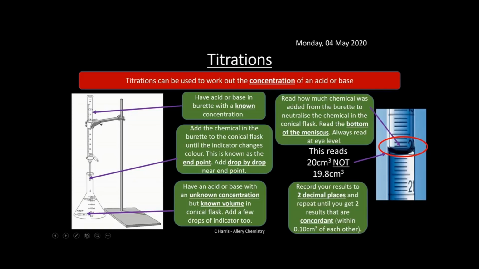Record your results to 2 decimal places and repeat until you get 2 results that are concordant with each other. And what we mean when we say concordant is that they're within 0.1 centimeters cubed of each other. So you've got to get results that are fairly close. You can't have one at 20, one at 21, another one at 27, because you've got results that are all over the place and you can't be confident of what the actual value is. So you keep on doing it until you get 2 results. So if you get 2 20s, for example, then you know the 22 and 27 are just anomalies and you shouldn't count them.